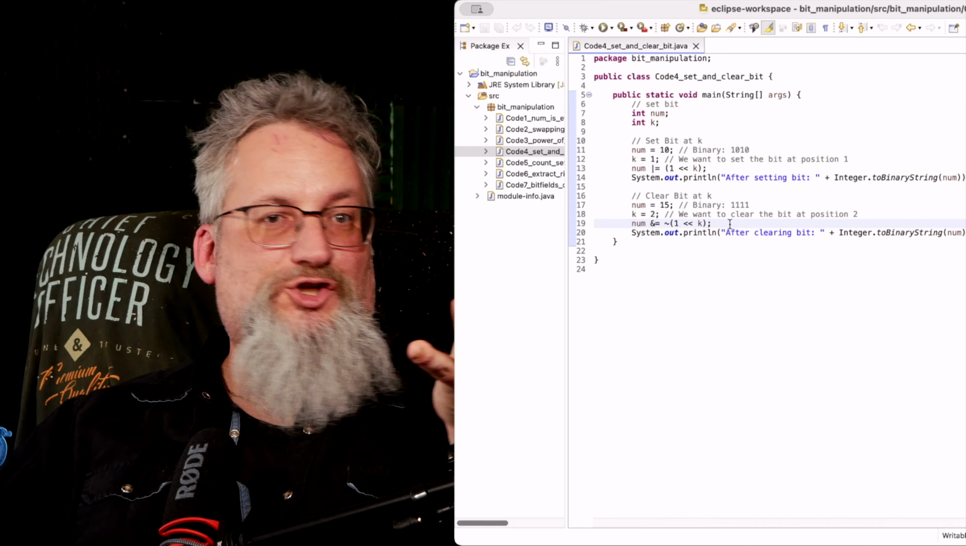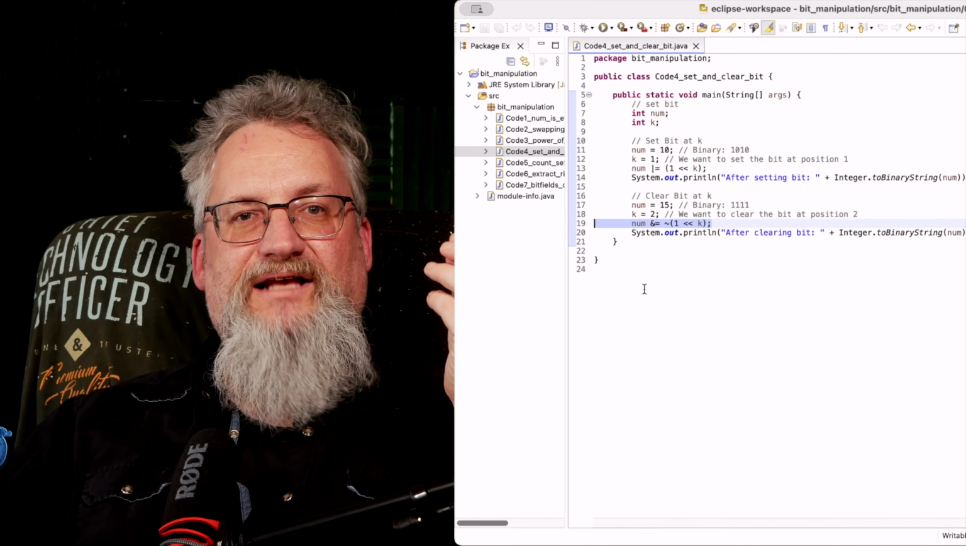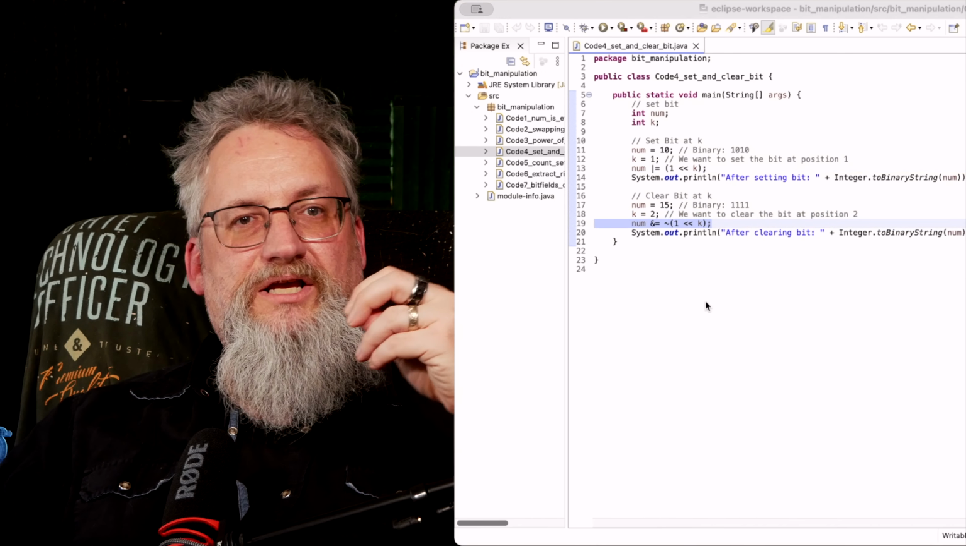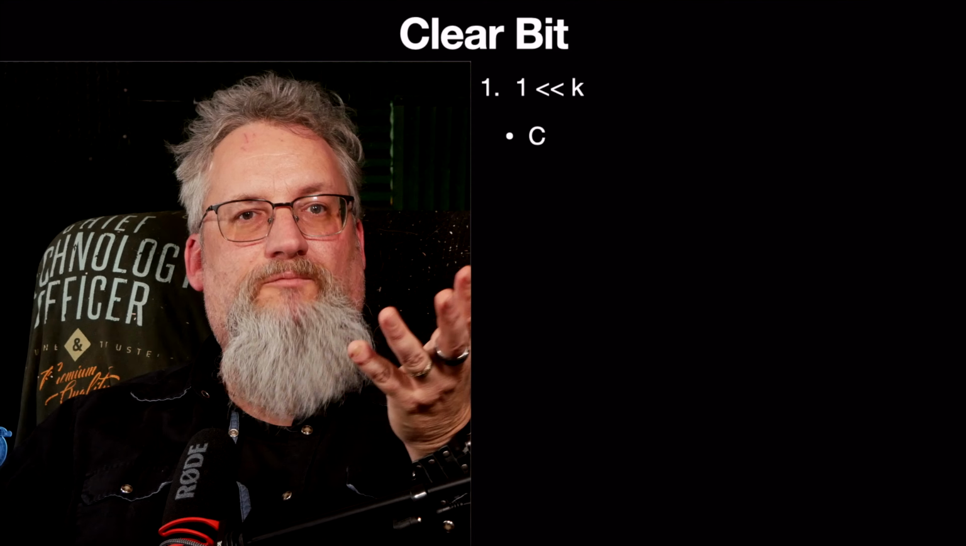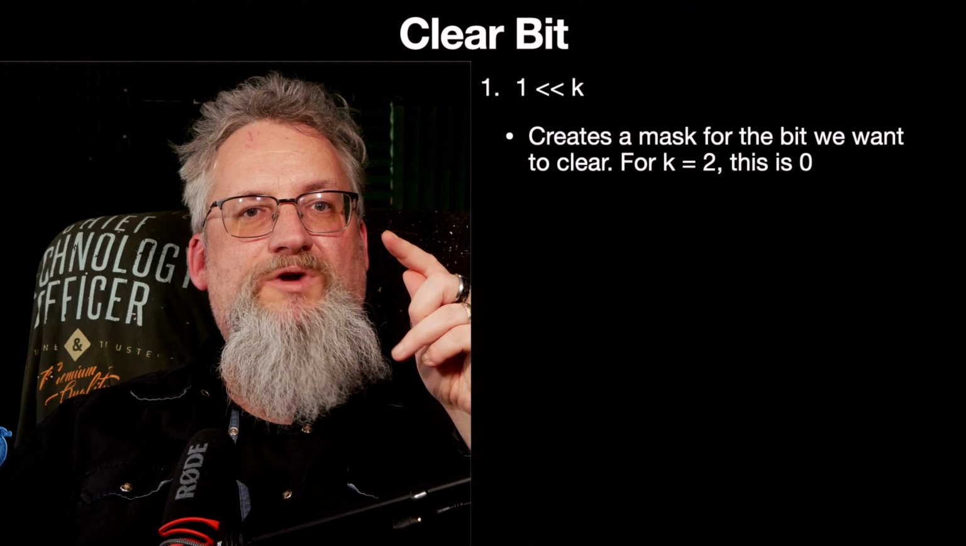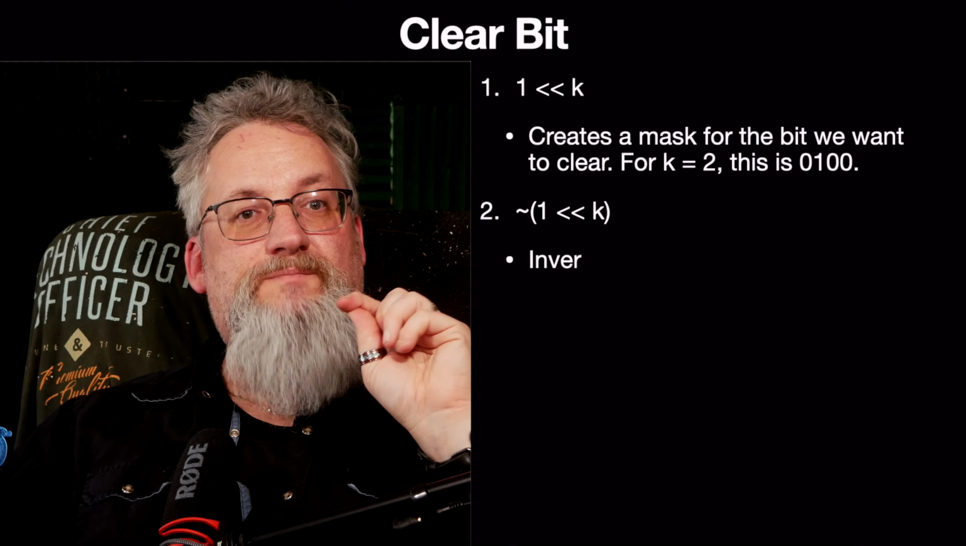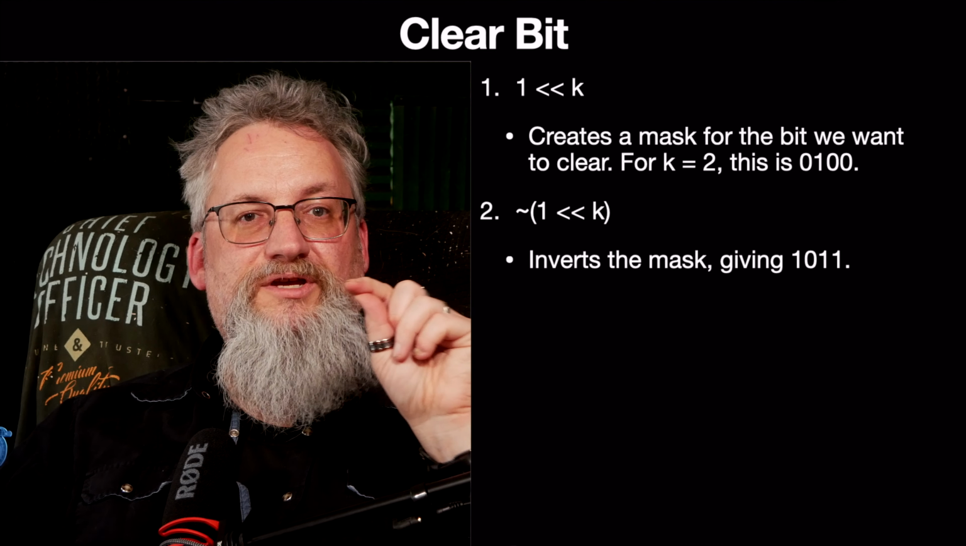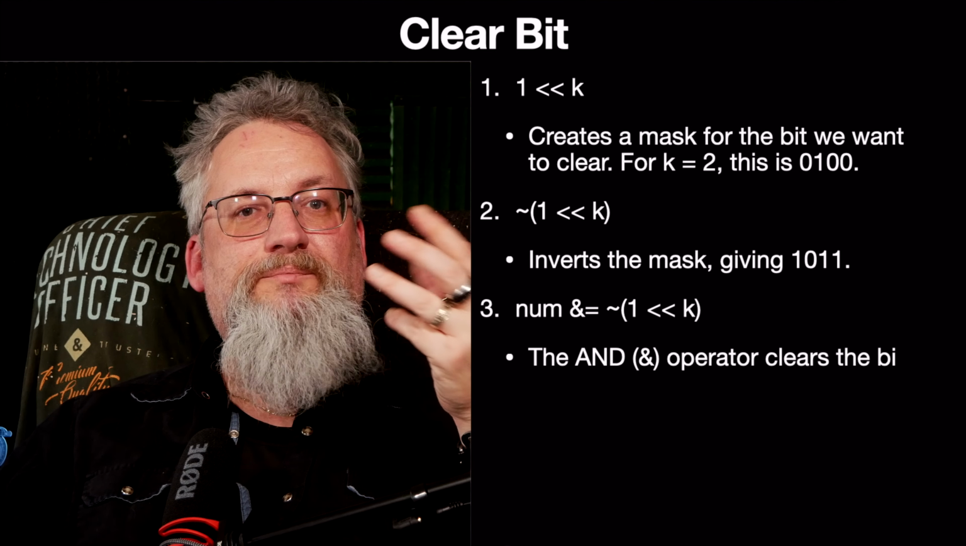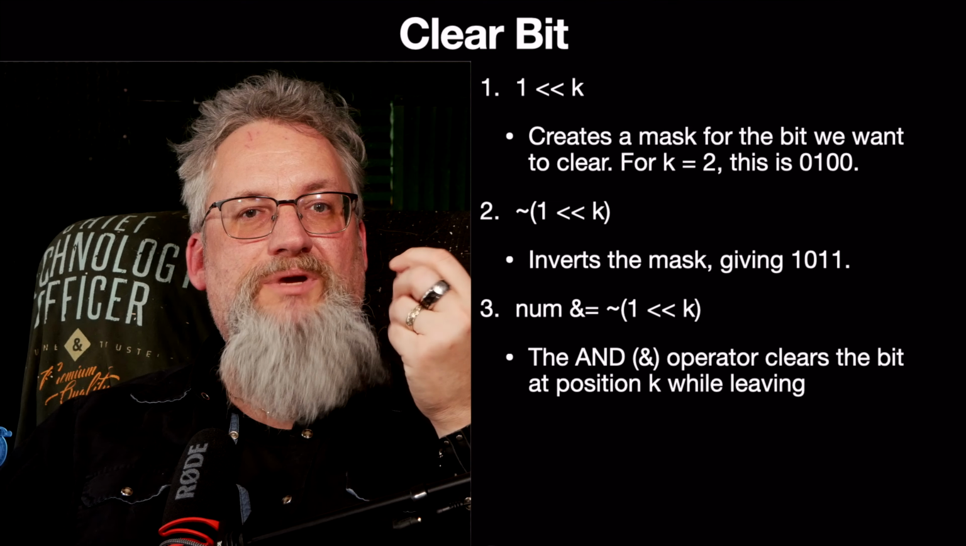To clear a bit, just do this. So here we create a mask for the bit that we want to clear. K is equal to 2, which essentially represents this in binary. Then we invert the mask, giving us this binary number. Finally, we perform this operation, which clears the bit at position k while leaving the other bits unchanged.